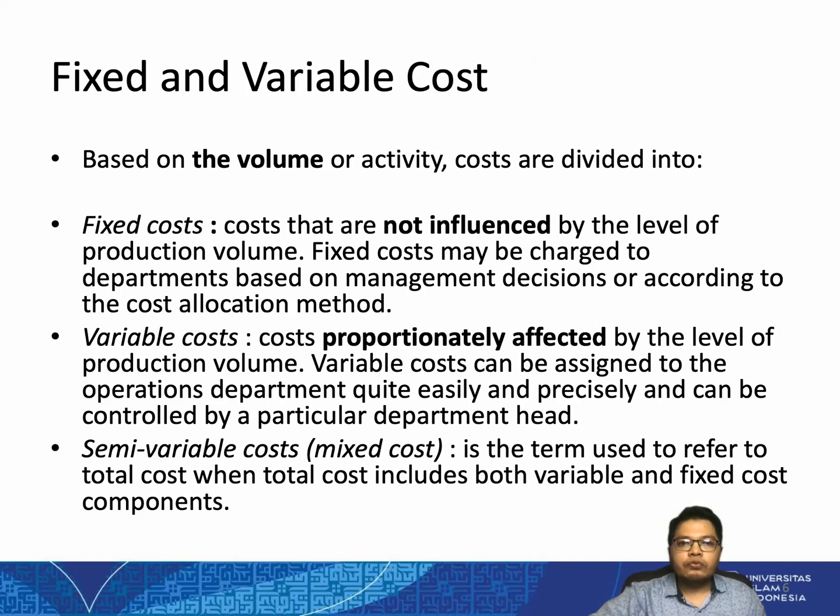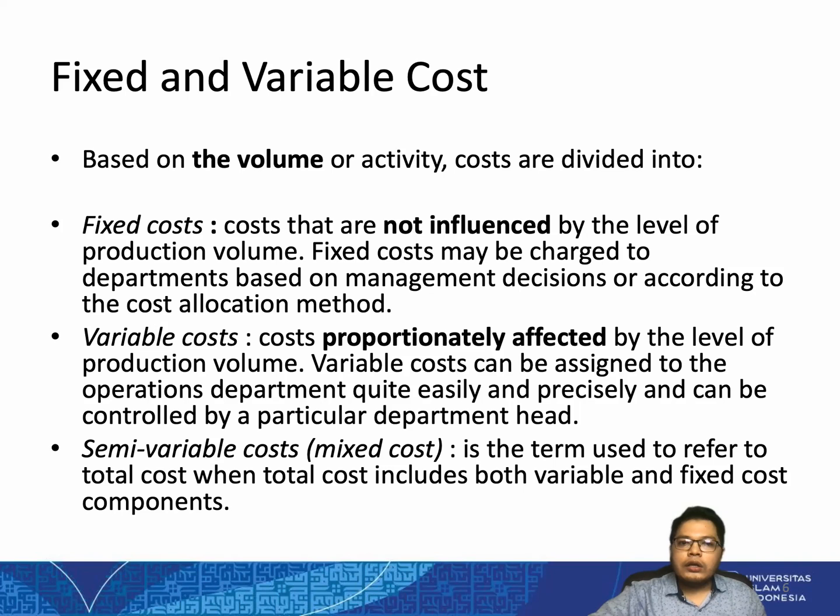Costs are divided into fixed costs and variable costs. As you can see here, fixed costs are not influenced by the level of production volume. So it stays the same, no matter how much the production volume is. Fixed cost may be charged to a department based on management decision or according to the cost allocation method. We already talked about the cost allocation method previously.